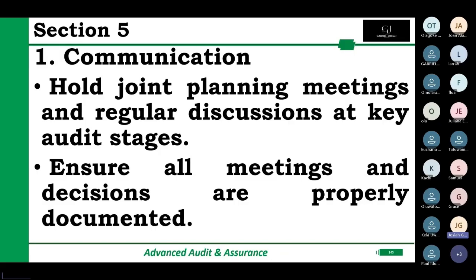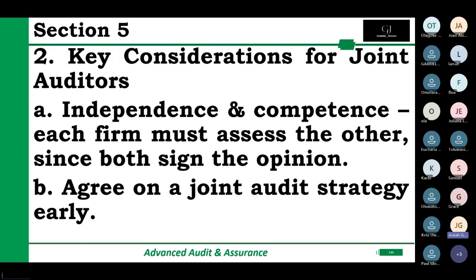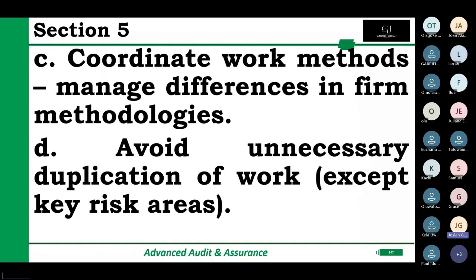Also, ensuring all meetings and decisions are properly documented based on ISA 230 is very key. Key considerations for joint auditors are the independence and competence of each firm, the assessment of the same, and the signing of both opinions. They are both culpable and liable for the audit because they are signing jointly. And agreement on the joint audit strategy at the early planning stage is a key consideration.